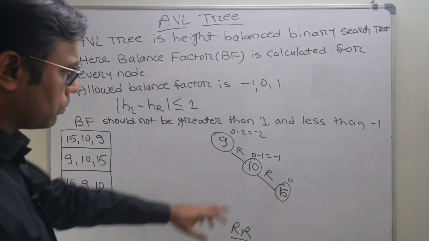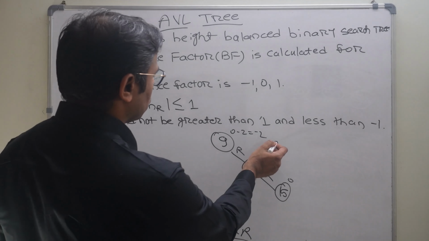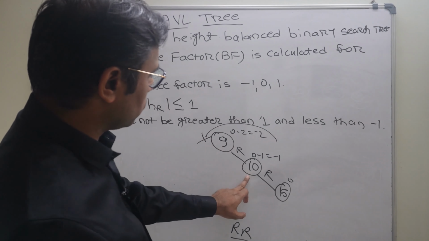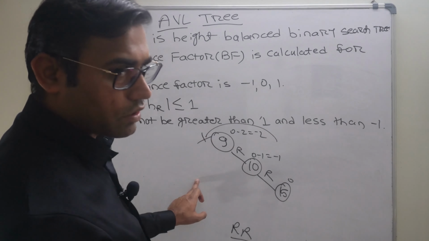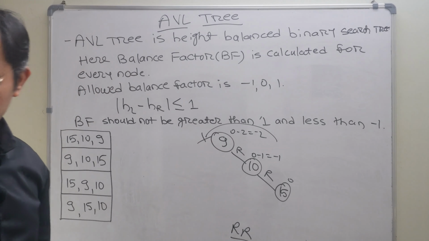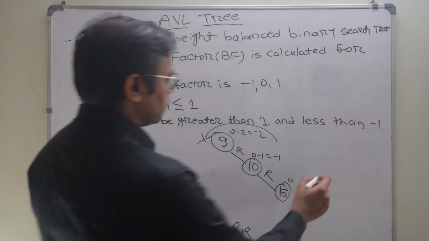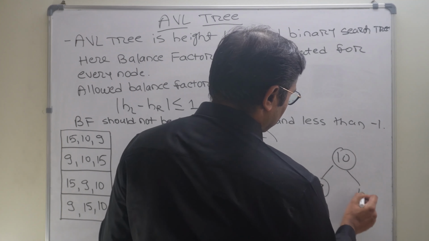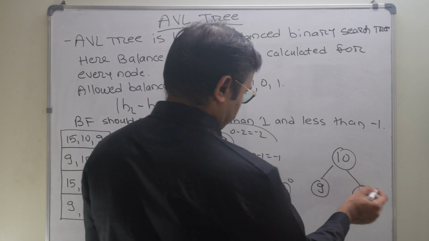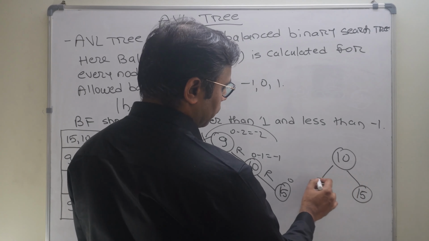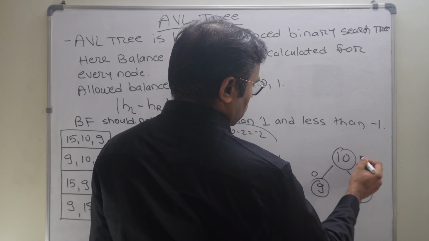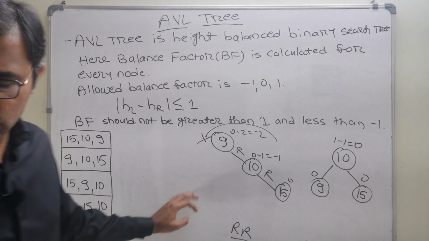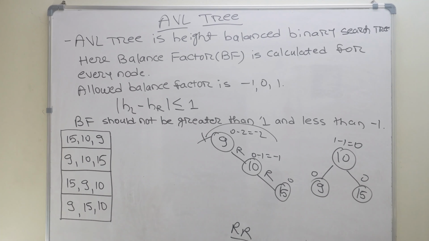So what we have to do in this case is rotate the node to the left. We keep this node as it is and this node will be here. In RR we have to rotate the tree, so it will be 10, then 9 and then 15. If you calculate the balance factor again, it will be 0, 0, and then 1 minus 1 is 0. Now the tree is balanced. So this type of rotation is RR rotation.